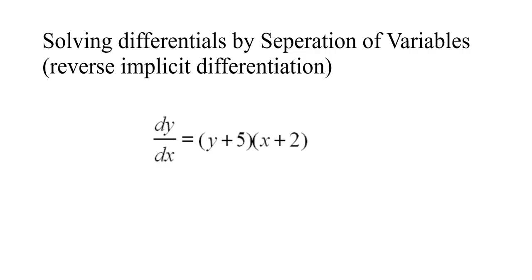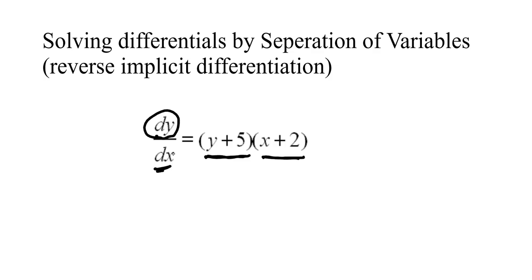Here we go. We're going to separate variables on this, which is essentially like a reverse implicit differentiation. Now, we have this differential equation, which is dy/dx equals y plus 5 over x plus 2. Notice how we have an expression with y and an expression with x. Well, we can't integrate these because there are 2 different variables, and we can only integrate one at a time. So we want to make sure that we get the y's with the dy and the x's with the dx.